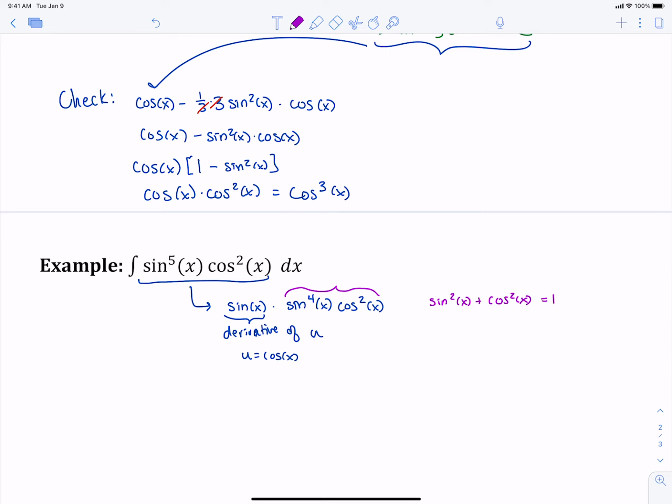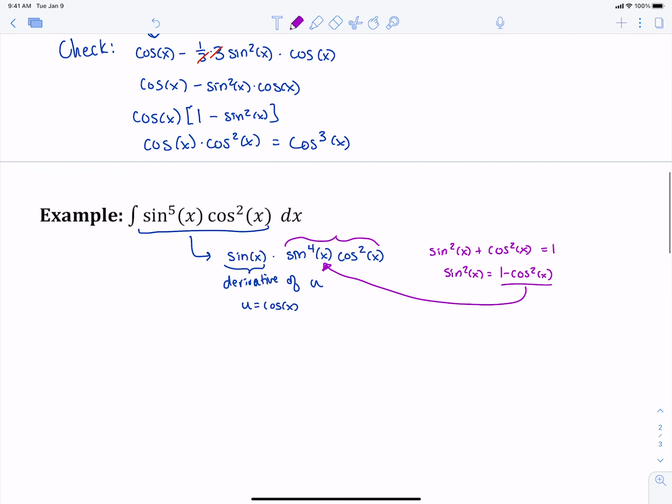So again, we're going to use that Pythagorean identity. This time we'll solve it for sine squared of x is equal to 1 minus cosine squared of x. And we'll use this and plug it in there to our sine to the fourth. So again, I'm doing this outside of the integral just so that it's a little bit easier and we've got a little bit less going on.